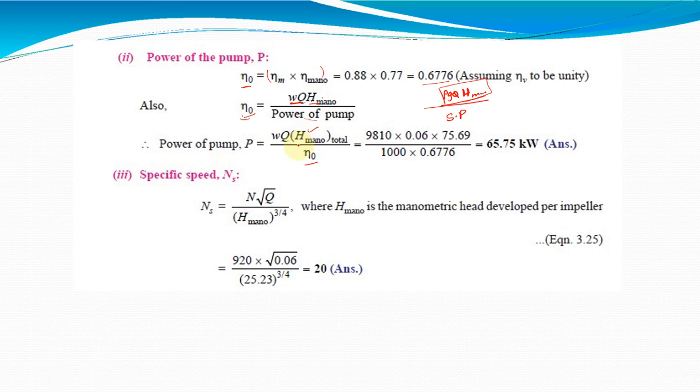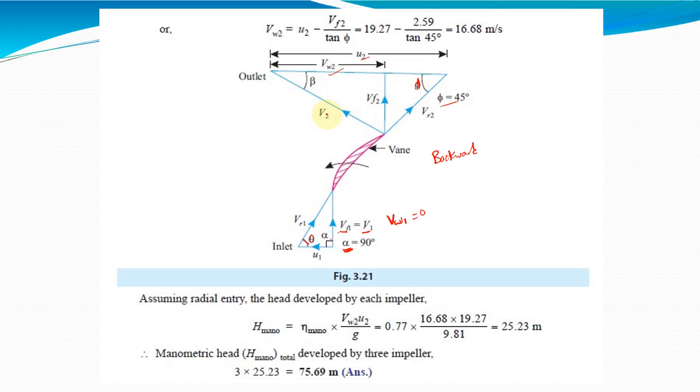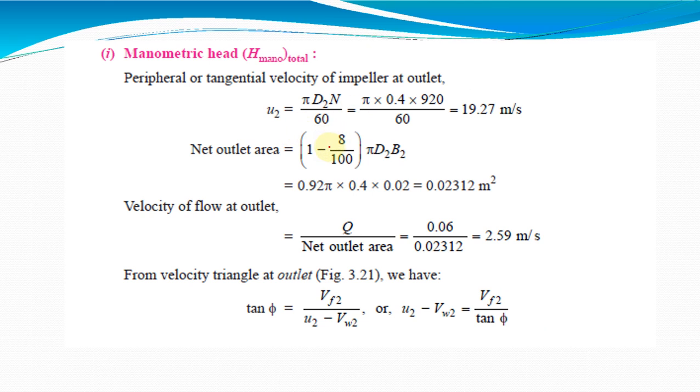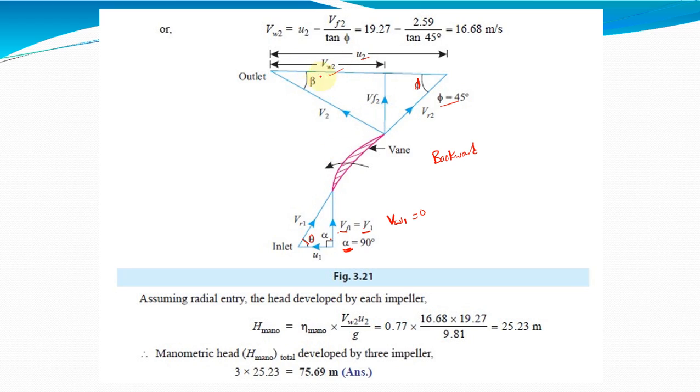But we don't know this manometric head H. Q is known and the specific weight of the fluid is 9810. So first we have to calculate the manometric head, then come back here. How to calculate the manometric head? Use these velocity triangles. The manometric head is the head developed by the impeller, that is the work done per Newton weight of water. So the manometric head will be Vw2 U2 by g.